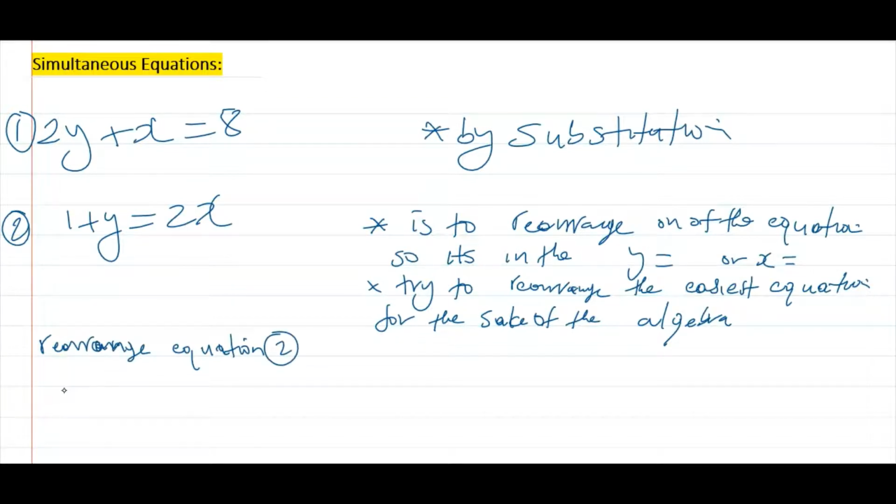In the form of y equals 2x minus 1. If you don't know how I rearranged equation 2 in this form, what happened is I subtracted 1 from each side, so the 1 on this side was subtracted from 1, so it disappears from this side, and when you subtract 1 from the other side, it stays as minus 1, which is why you have it here. Continuing on.